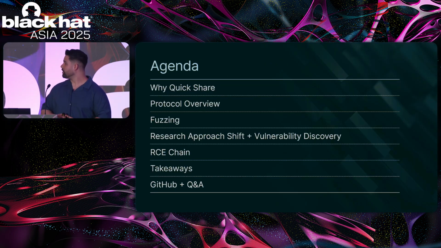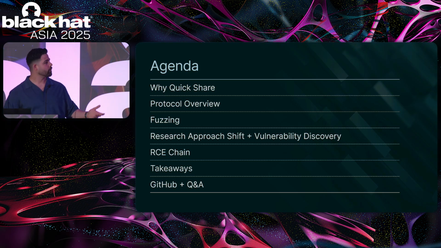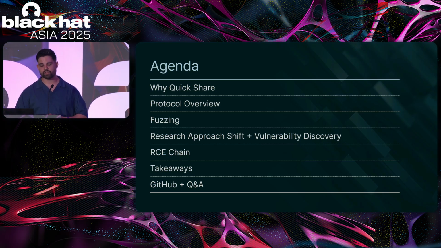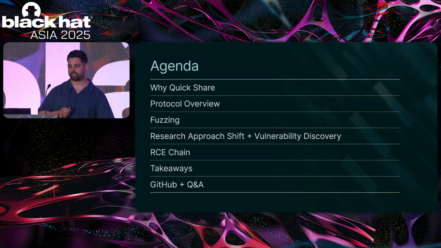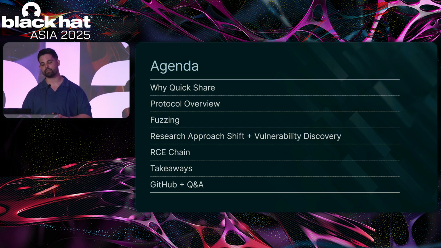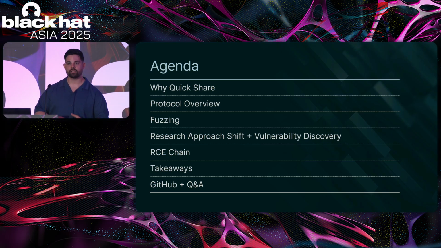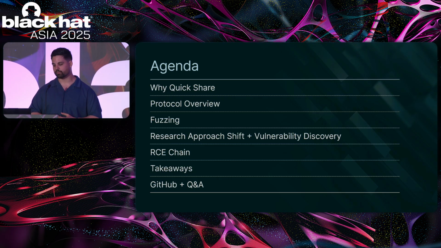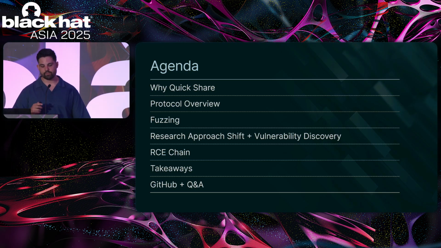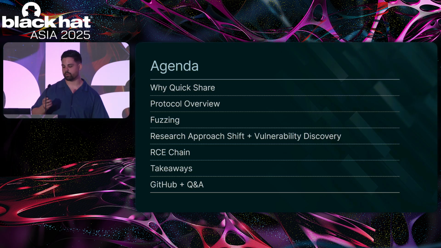Now let's see what we're going to talk about today. We're going to start with the reason why we chose QuickShare as a target for this research. We'll then get a quick overview of the protocol that it uses, move on to see how we managed to fuzz it, and then see the research approach shift that we took towards logical manual search of vulnerabilities, and the vulnerability discovery that came out of both approaches. Then we'll see a very unconventional and creative assembly of a remote code execution chain that we managed to achieve out of these vulnerabilities. And finally, we'll summarize with takeaways and the GitHub repository.